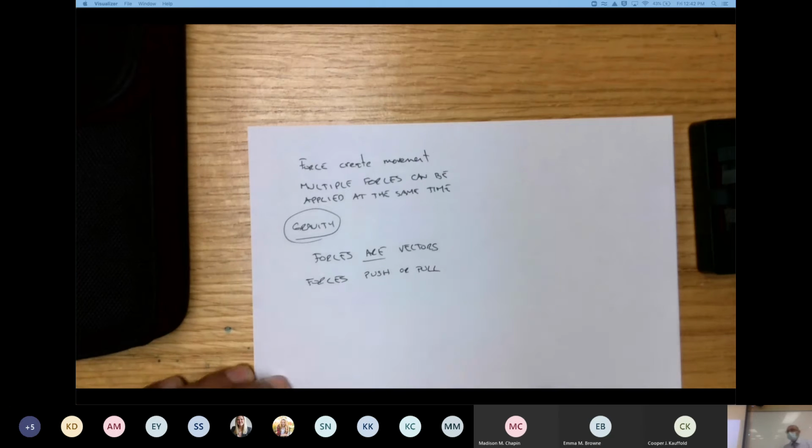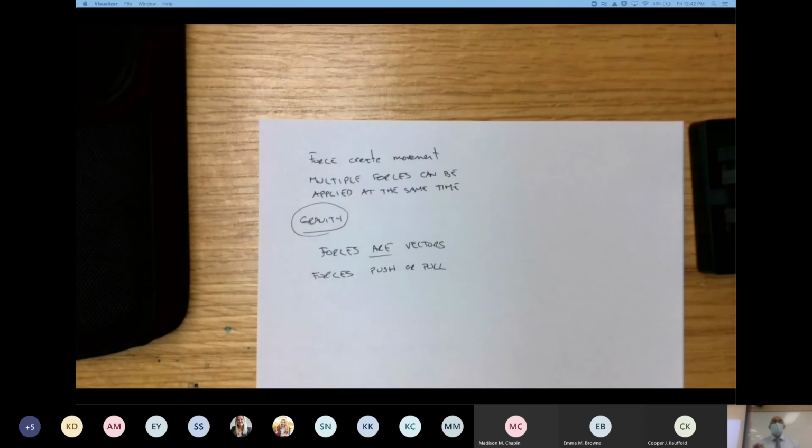And there's always going to be an object that applied the force, and there has to be an object that received the force. Okay? So you cannot just apply a force to nothing. It has to be something that received that force. And there has to be something that creates that force. So there's always going to be something that creates the force.